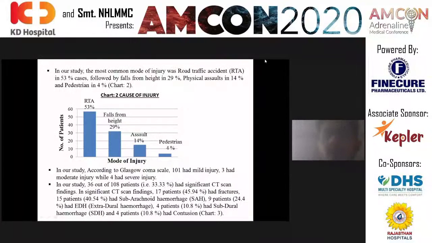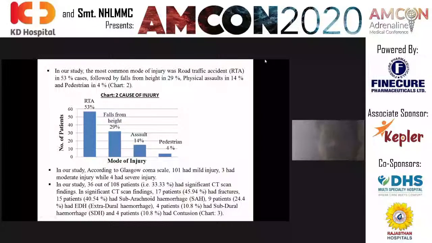In our study, the most common mode of injury was road traffic accident in 53% cases, followed by falls from height in 29%, physical assault in 14%, and pedestrian in 4%. I have depicted it in the chart form. In our study, according to the Glasgow Coma Scale, 101 had mild injury, 3 had moderate injury, while 4 had severe injury.